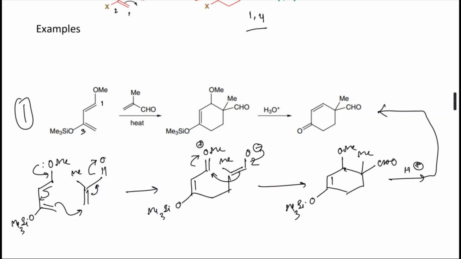Now this diene will react with this alpha beta unsaturated aldehyde under heating conditions. A Diels-Alder reaction will take place. This reaction is somewhat a Michael addition type reaction, a 1,4 addition type reaction, 1, 2, 3, 4 addition. Then it will finally lead to a cyclic product. Now when it is hydrolyzed, it will give the final product, this.